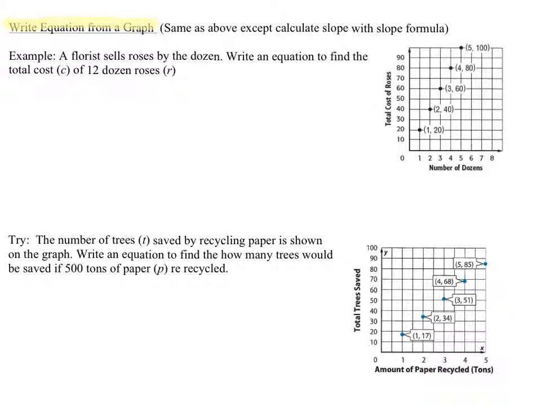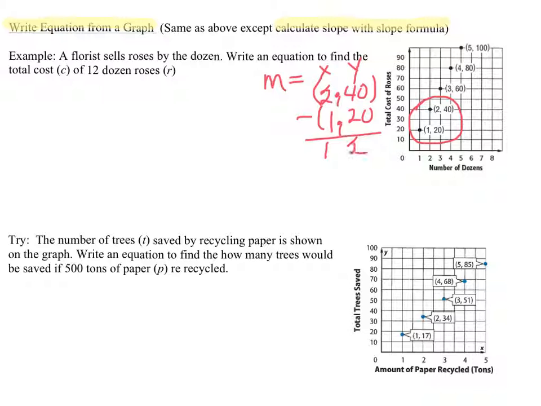Now let's see if we can write an equation from a graph alone. Everything will be the same, except we have to calculate the slope with the slope formula. I can pick any 2 points I want. Those are easy. I'll pick those. So I subtract these points. I get 1 and 20. And our slope is reported as y over x. So this means the slope or rate of change is 20 over 1, or 20.